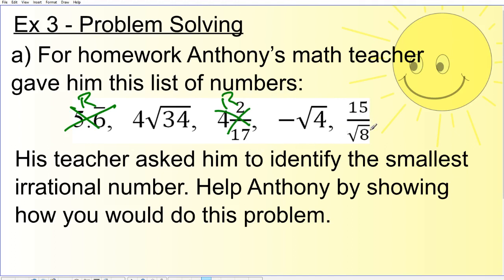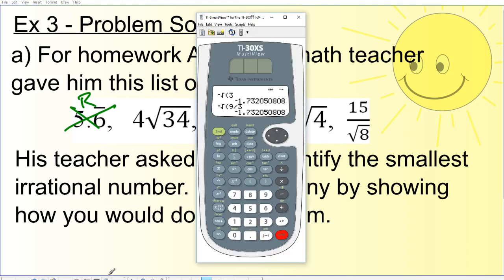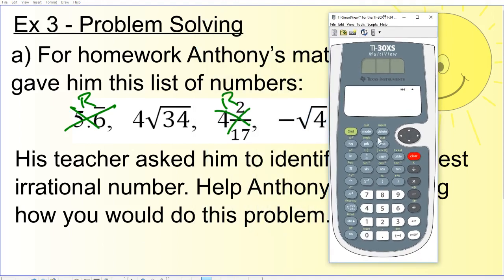This one, yes, it looks like a fraction, but you see the square root of 8? That does not count as a fraction anymore. Fractions have only whole numbers. You can have negatives. You can't have decimals, and you can't have square roots. So we're going to ignore it for a second because this one's not a whole number. So let's do the other three here. Clear. 4 second square root 34 is... Okay, that is irrational.